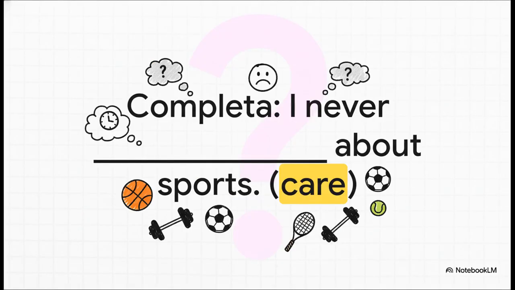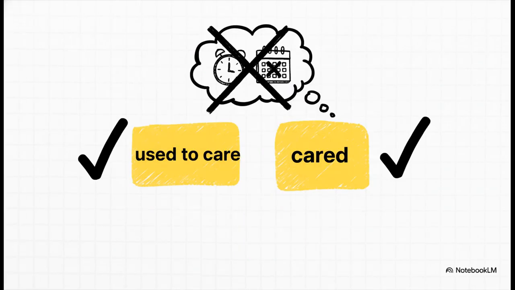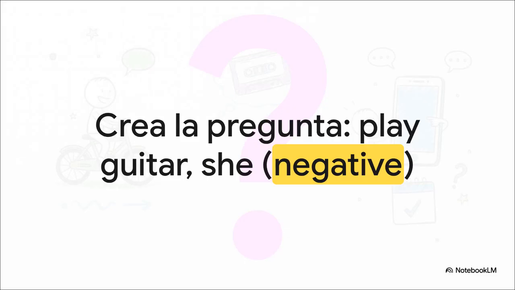Excellent. Take a second to think about this one. Is there any specific unit of time here? No, right? This talks about a general habit or state in the past, without a defined duration. So what options does that give us? Perfect. Since there's no defined time frame, both options are correct. I never used to care emphasizes the past habit that changed, while I never cared is a simple statement about the past. Both work.